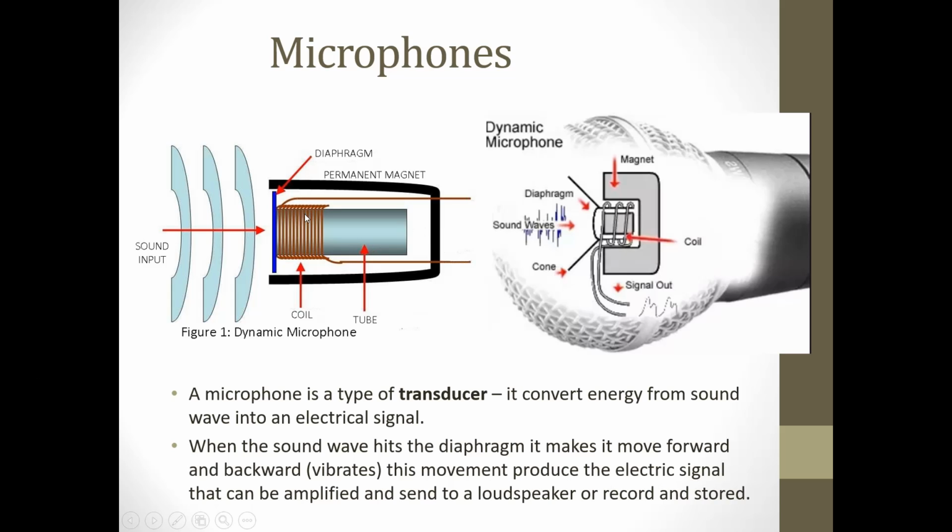So this movement produces the electrical signal inside this magnet. That can be amplified and sent to a loudspeaker, or recorded or stored. So this movement of the diaphragm produces the electrical signal. This is how microphones work.